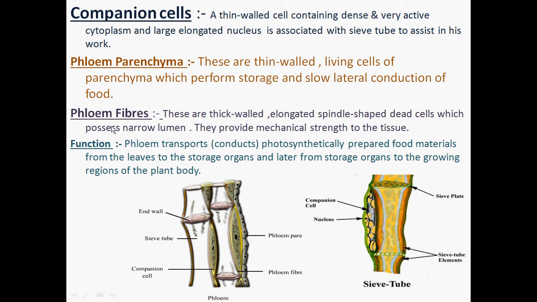And the phloem fibers are thick-walled and elongated spindle-shaped dead cells which possess a narrow lumen. They provide mechanical strength to the tissue. So every particular tissue or cell or part of the plant needs a certain kind of mechanical strength. So these phloem fibers, which are being marked in this case, are providing the mechanical strength to the particular tissue named the phloem tissue.